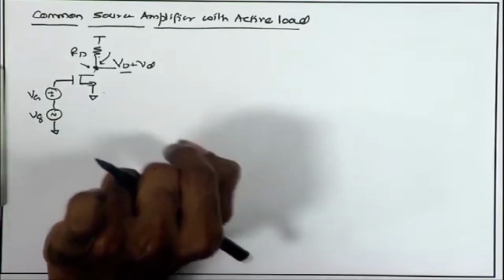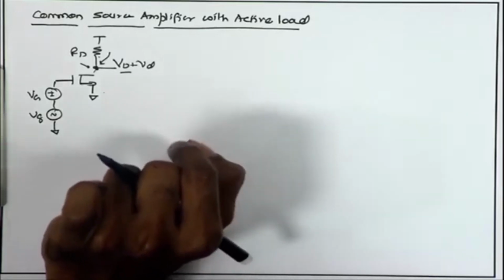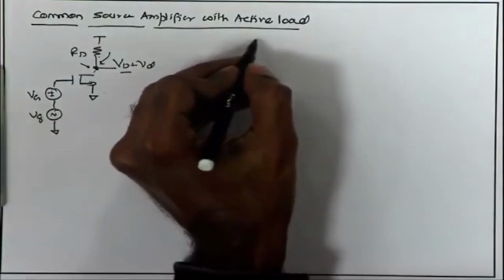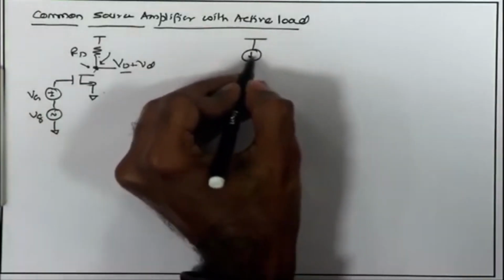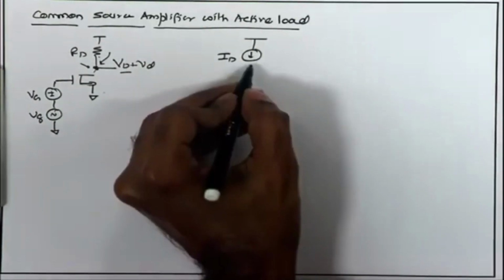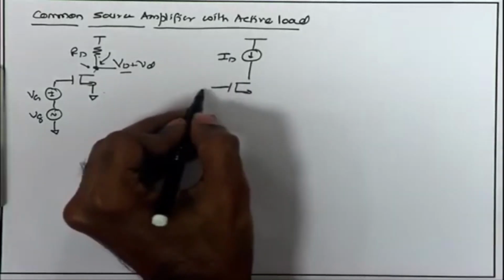So, let us talk about an ideal active load, which is a current source. What happens to the circuit if I replace this RD with an ideal DC current source ID and then do the same analysis?